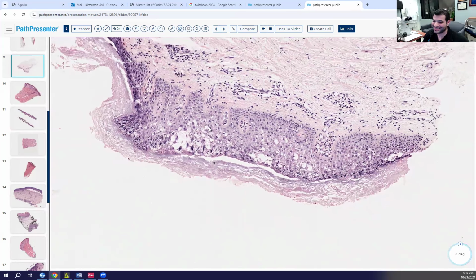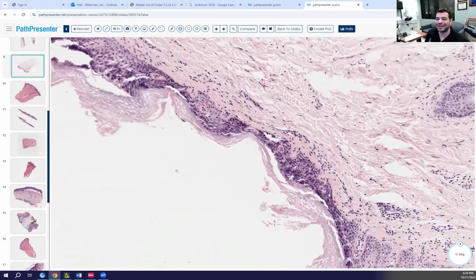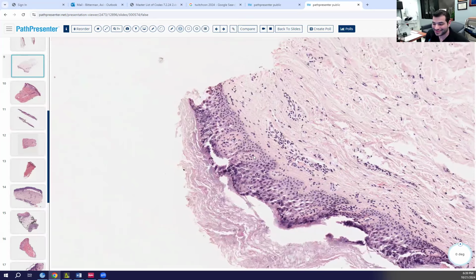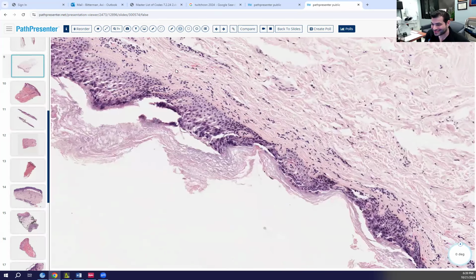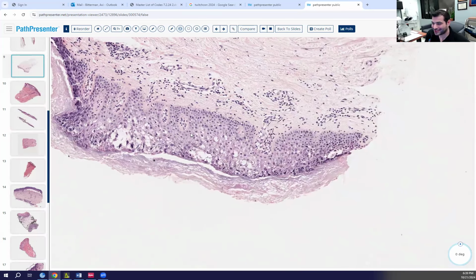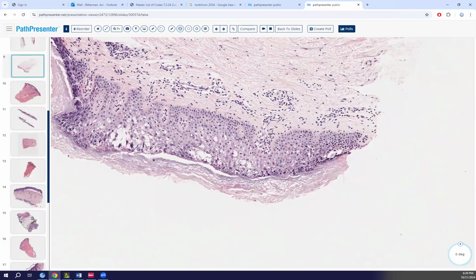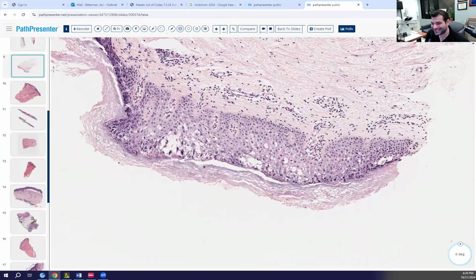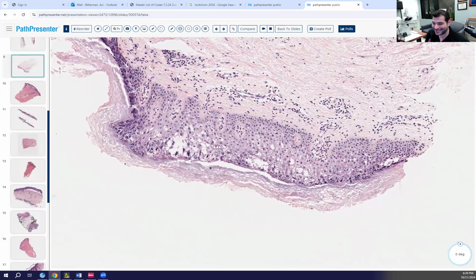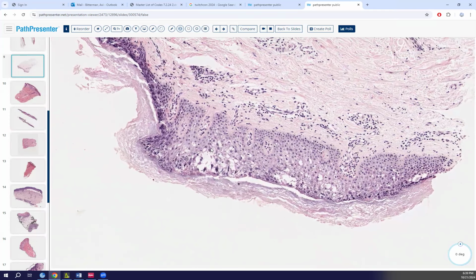What's the other name for EHK? I'll give you a hint. We're in the bullous chapter, right? Congenital... ichthyosiform... congenital bullous ichthyosiform erythroderma. Yes. Congenital bullous ichthyosiform erythroderma.